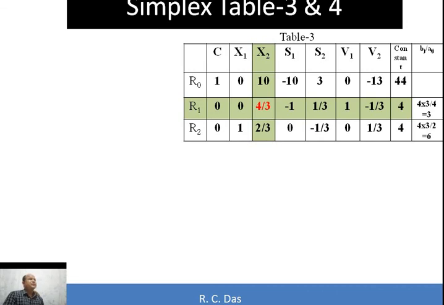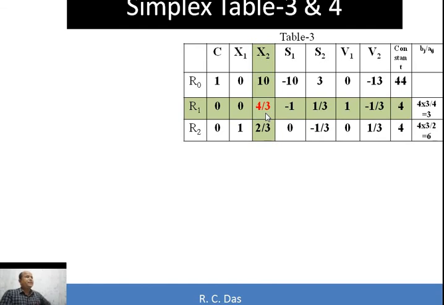Again, in table number 3 we have to see which is the largest positive value in row 0. Here 10 is the largest positive value, so it will be the pivot column. Again, 4 divided by this will equal 3, and 4 divided by this will be 6. So 3 is lower than 6, that's why the R1 row will be the pivot row and 4 by 3 will be the pivot element.